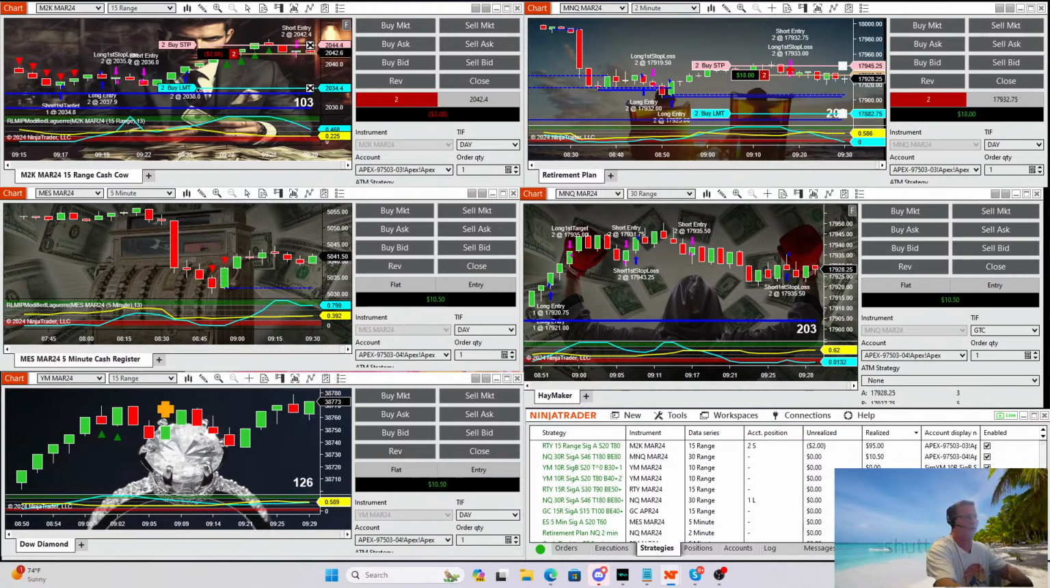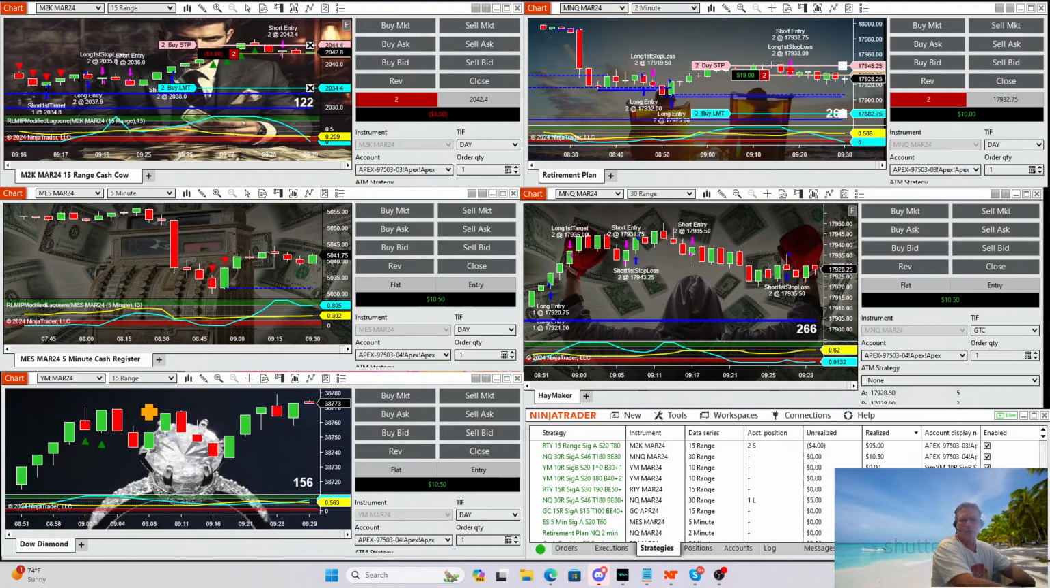And I'm just going to open my Thinkorswim real quick. I see the market is about to open, and I just want to be able to manage this trade.